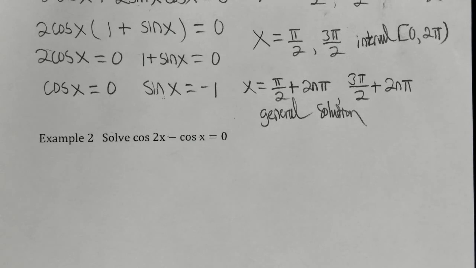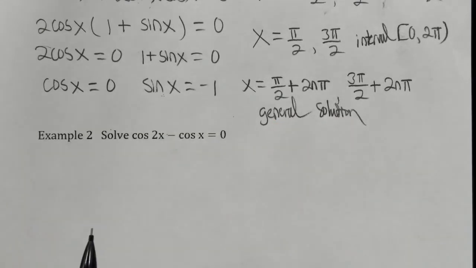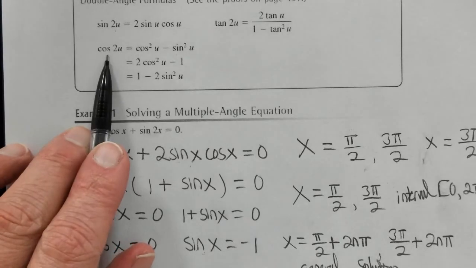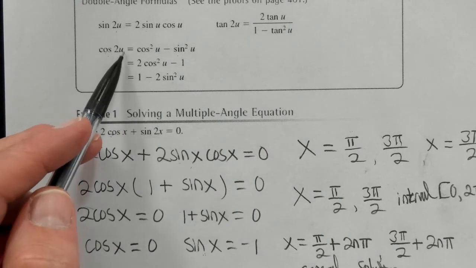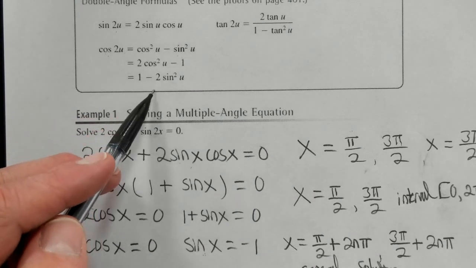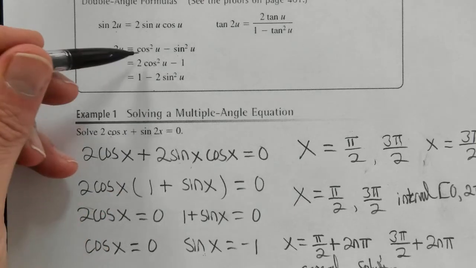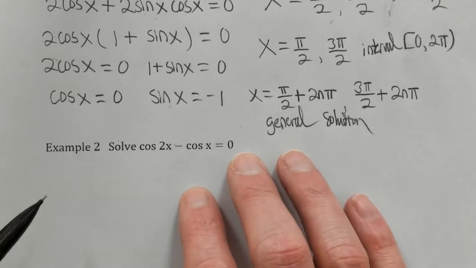Now, on one like this, since these angles are different, they're not like terms, I can't put them together. However, what I can do is use a double angle formula to make a substitution. Now, cosine of 2x is equal to 3 different things. So I need to take a look at the equation, see what I've got, and decide which one of these 3 is going to help me the most. And so how do I decide that?